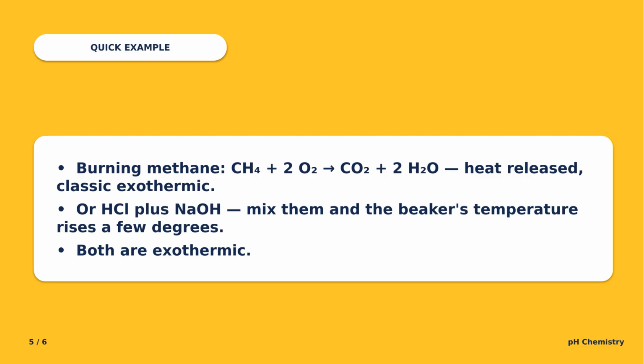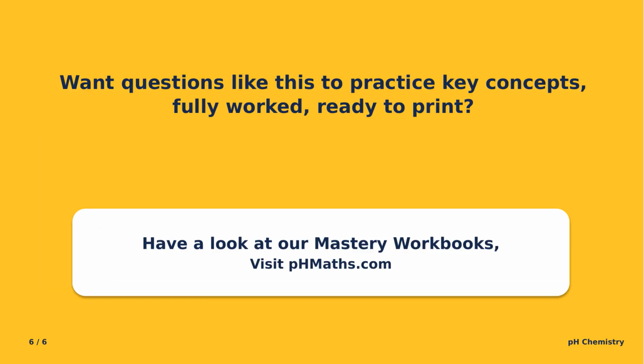Quick example: burning methane. CH4 plus 2O2 goes to CO2 plus 2H2O. Heat is released, which is classic exothermic. Or HCl plus NaOH: mix them and the beaker's temperature rises a few degrees. Both are exothermic.